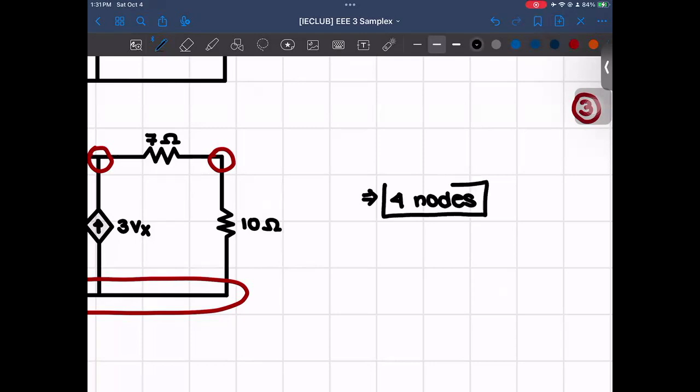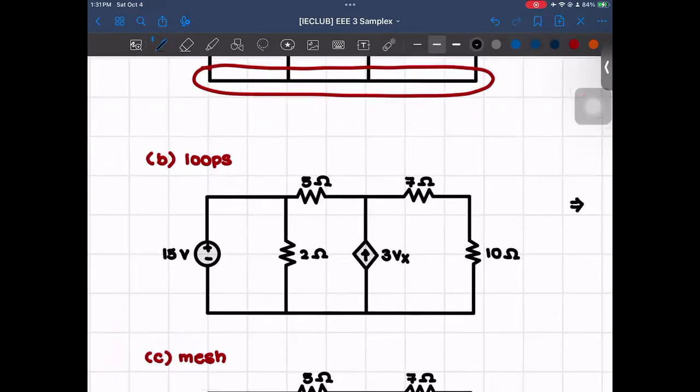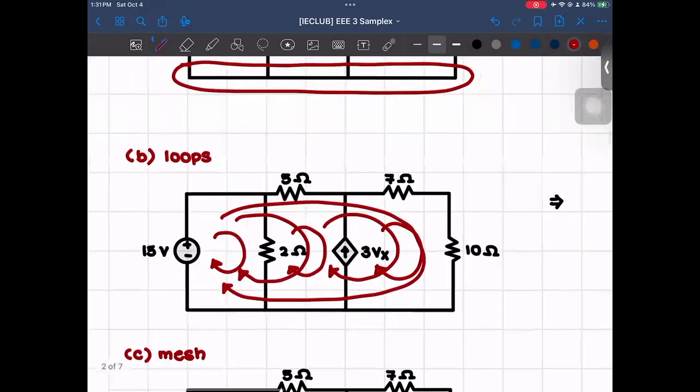And next, we will now look into the number of loops. The number of loops depends on how many closed loops, or basically how many closed paths, we have. And this is irrespective of overlap or anything like that. So that would mean our number of loops would be this one first. So that's 1, 2, 3, and then we have one here, 4, 5, and then we have a very big loop, which is this one. So that's 6. So we have 6 loops.